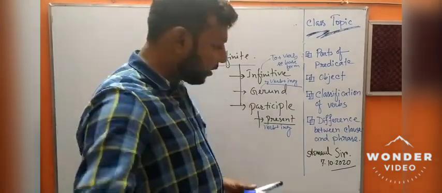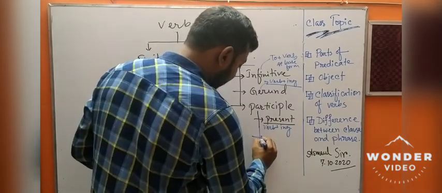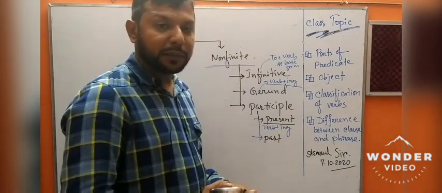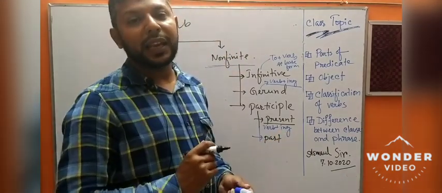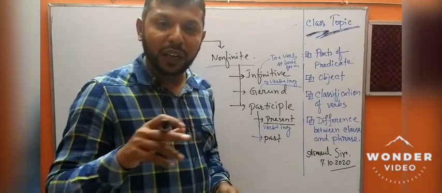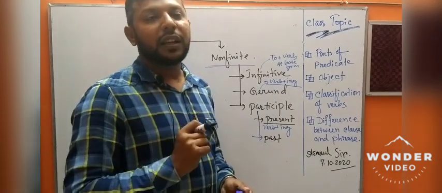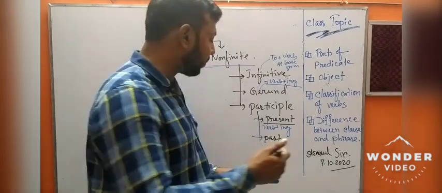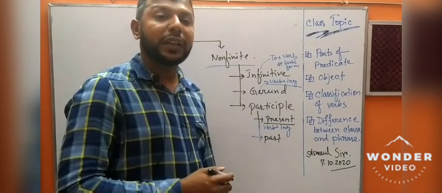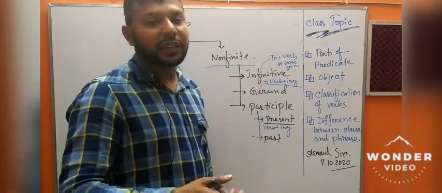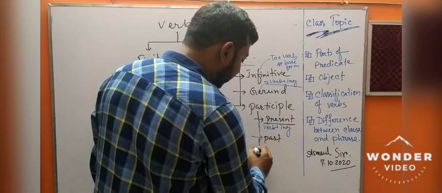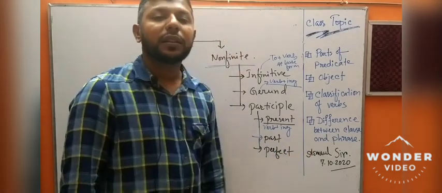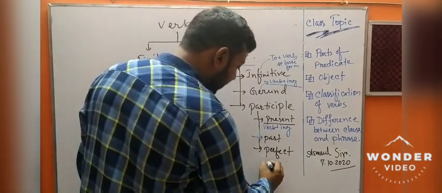Okay, the second is past participle. I like a boiled egg. He is boiling water. Here boil is a verb, but in I like a boiled egg, the verb's past form, boiled, is used as an adjective, so it is called past participle. And the final one is perfect participle. Perfect participle means having.